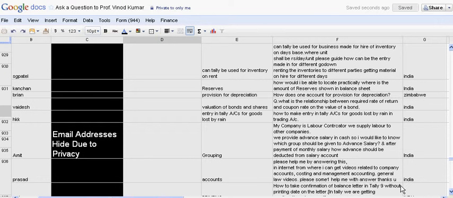My company is a labor contractor. We supply labor to other companies. We provide advance salary in cash. So I would like to know which group should be given to advance salary. Actually you want to know in Tally, after payment of monthly salary, how advance should be deducted from the salary account.